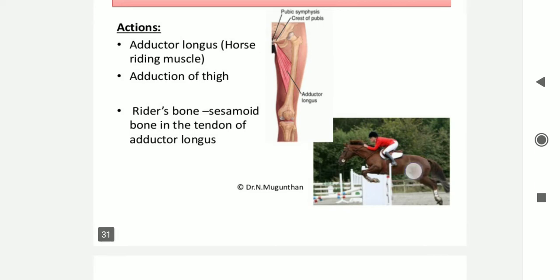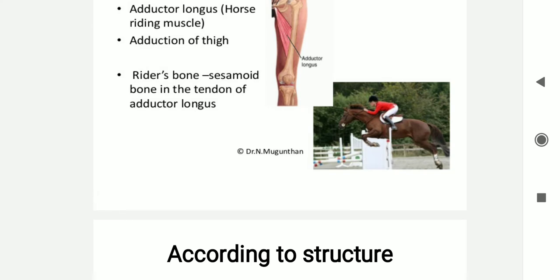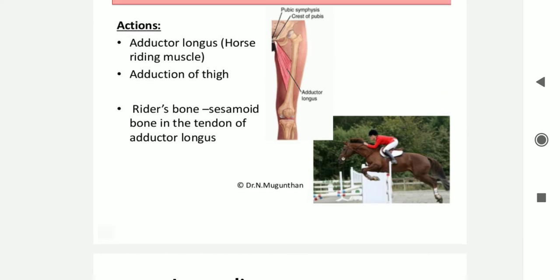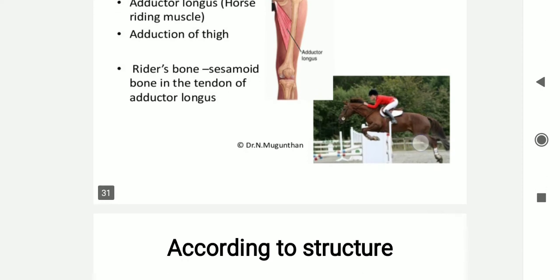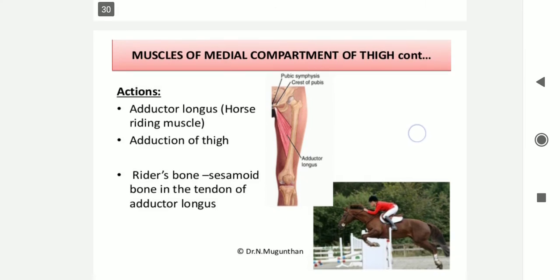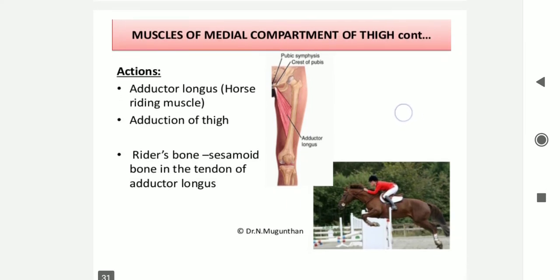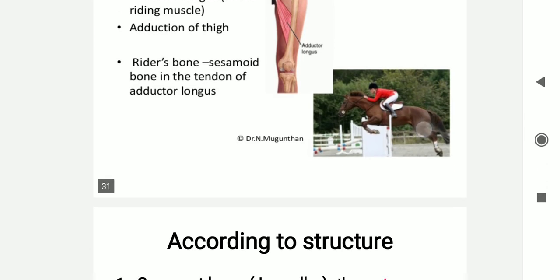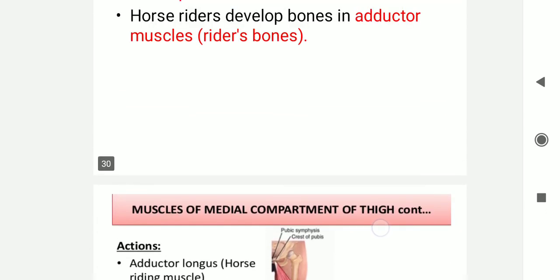due to the position of the leg, flexion, semi-flexion of the leg against the back of the horse. They will continuously rub against each other. So due to continuous friction among them, a bony nodule will be separated in the adductor longus muscle, and these separated nodules of bone will be known as rider's bone, which is developed in the adductor longus muscle. So that is the heterotopic bone.